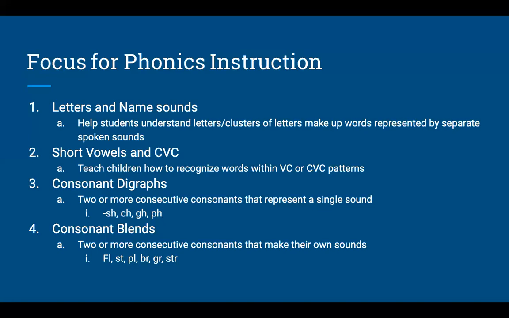Consonant digraphs, which we touched on just a little bit. So that's when two or more consecutive consonants represent a single sound. So that would be the sh, ch, th. So you're not hearing each individual letter make its sound. It's two letters coming together to make a new sound. And consonant blends, which is the opposite of that, is when two or more consecutive consonants make their own sounds. So, for example, in blends, you can hear the bl. So B and L, for that case, you're hearing b, l. So you can hear both of the consonant sounds.